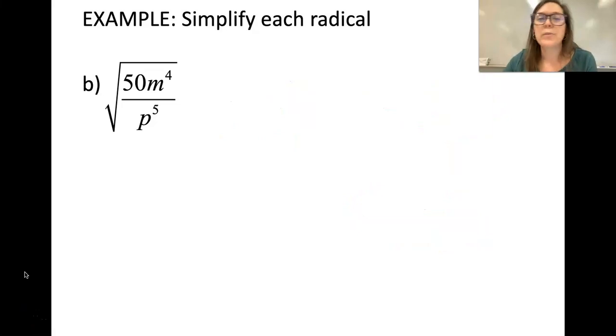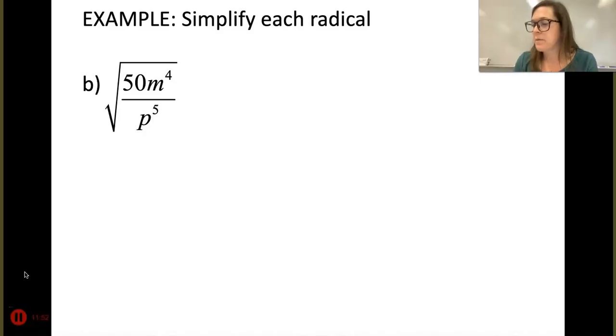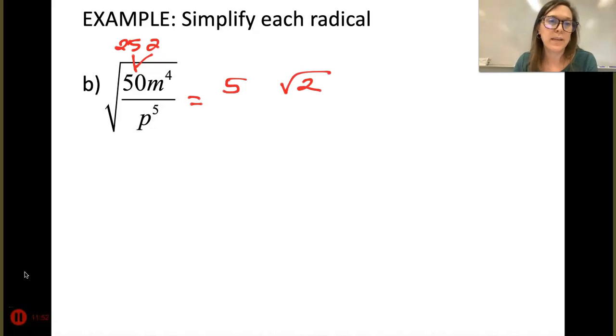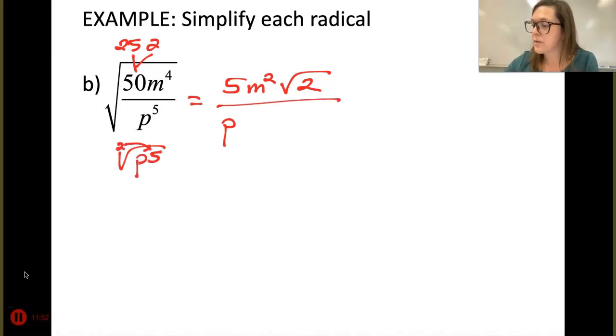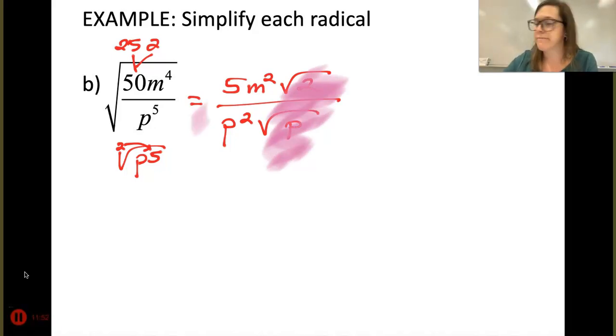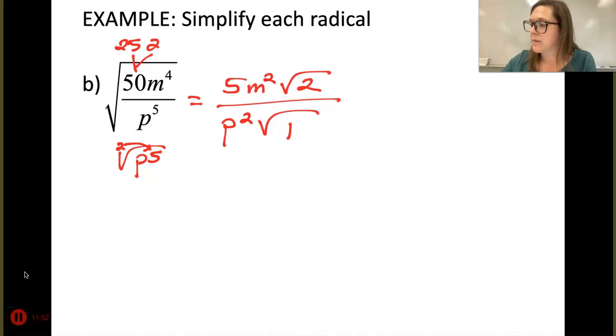All right, here we have a square root of 50 m to the 4th all over p to the 5th. So I'm going to simplify my 50. So that's 25 and 2. So 5, and I'm left with the square root of 2. I purposely left a blank there because I have to deal with my variable of m. The square root of m to the 4th, that is just m squared, right? And now let's go down to the bottom. Square root of p to the 5th. Well, how many sets of 2 go into 4? 2. How many left over? 1. Okay, so ignoring radicals, can anything simplify in front? Unfortunately, no. Oops, my p kind of went away.